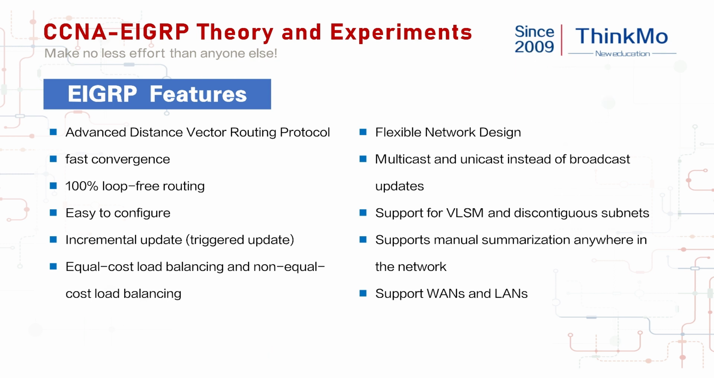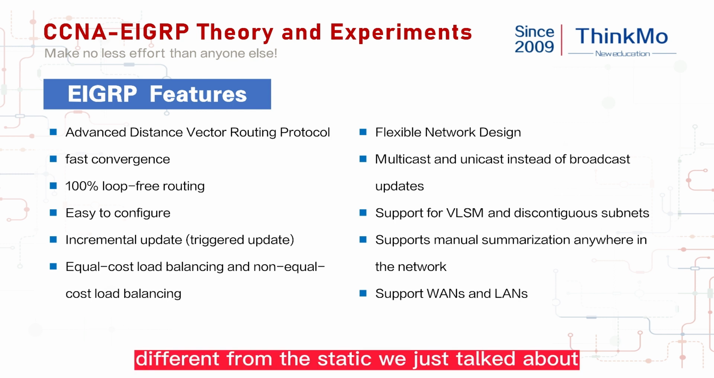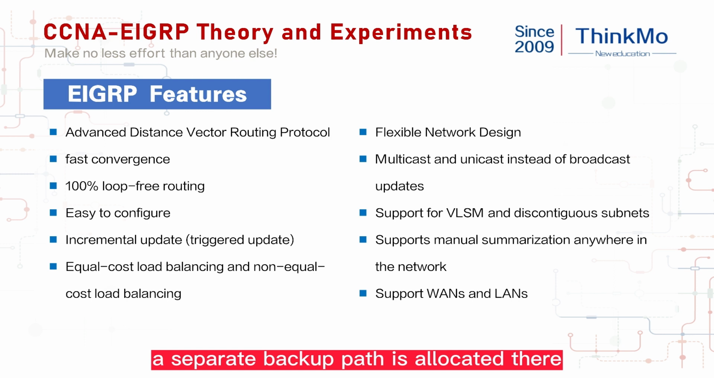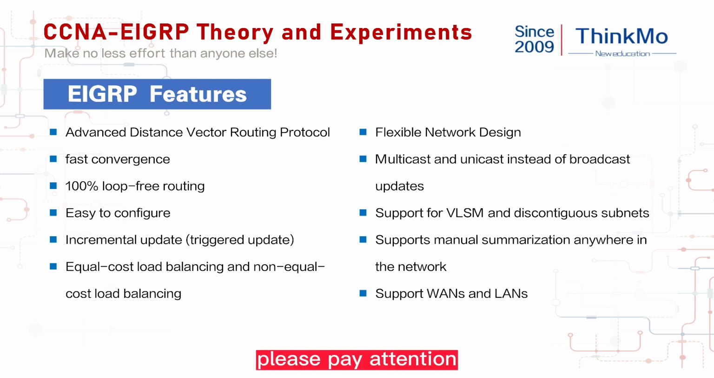Let me tell you, how is this different from the static routing we just talked about? Some students may have doubts. When the static interface was broken just now, didn't the other one appear immediately? Do you all have such questions? Just now that also appeared immediately, but it is not the same as a dynamic routing protocol. The one that appears immediately is due to your manual configuration. A separate backup path is allocated there. This is a static configuration. Please pay attention, this is the configuration.